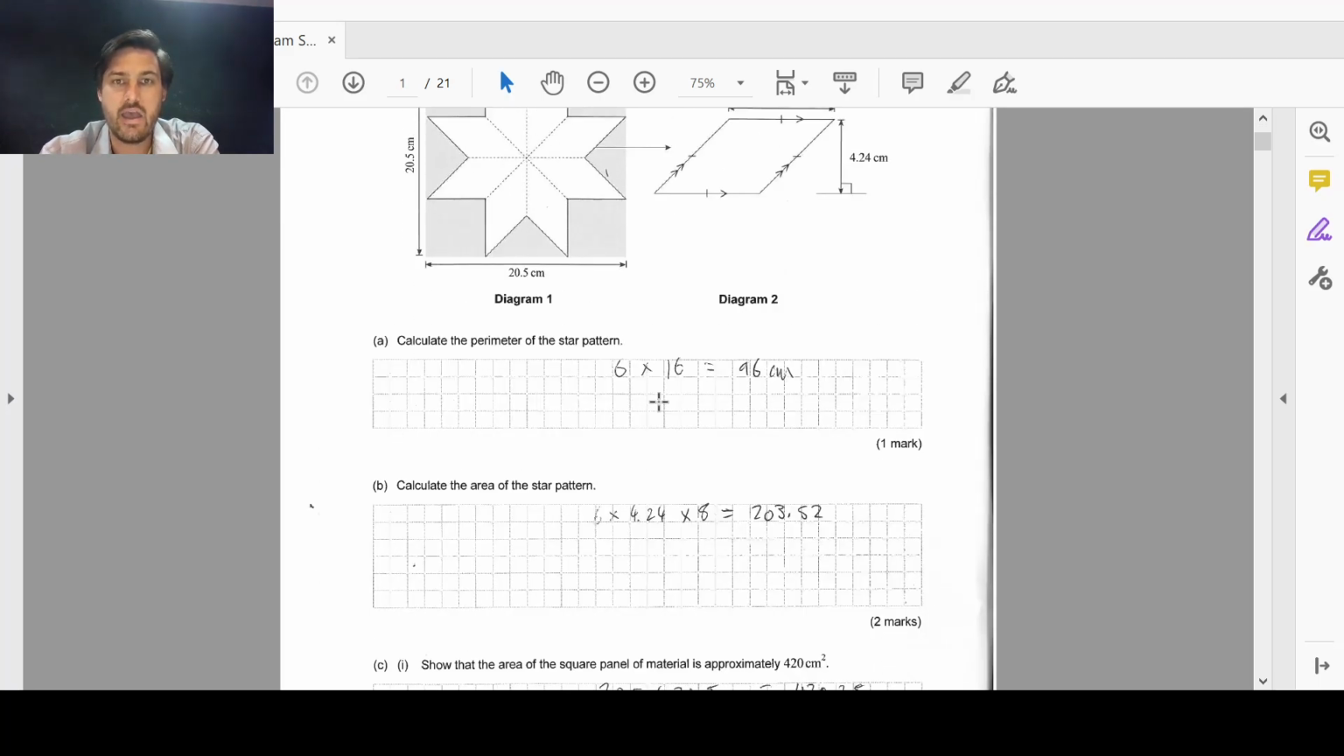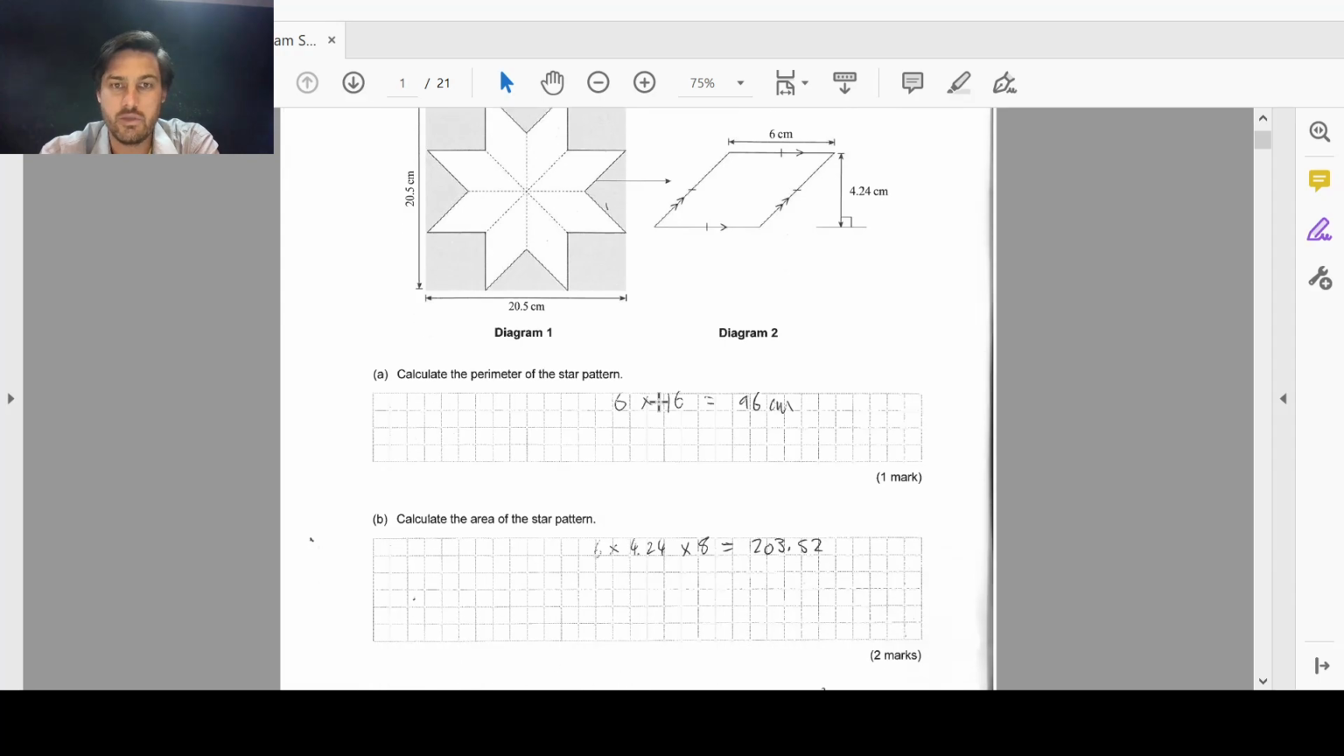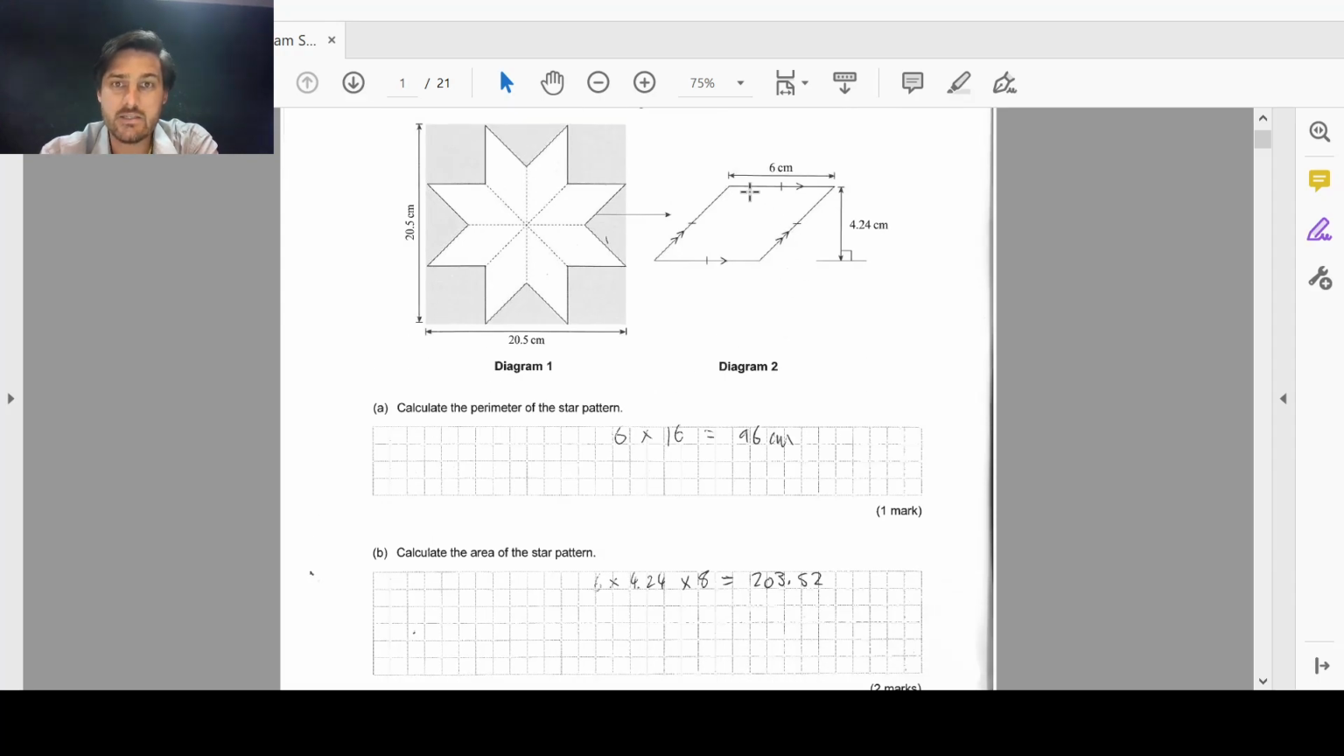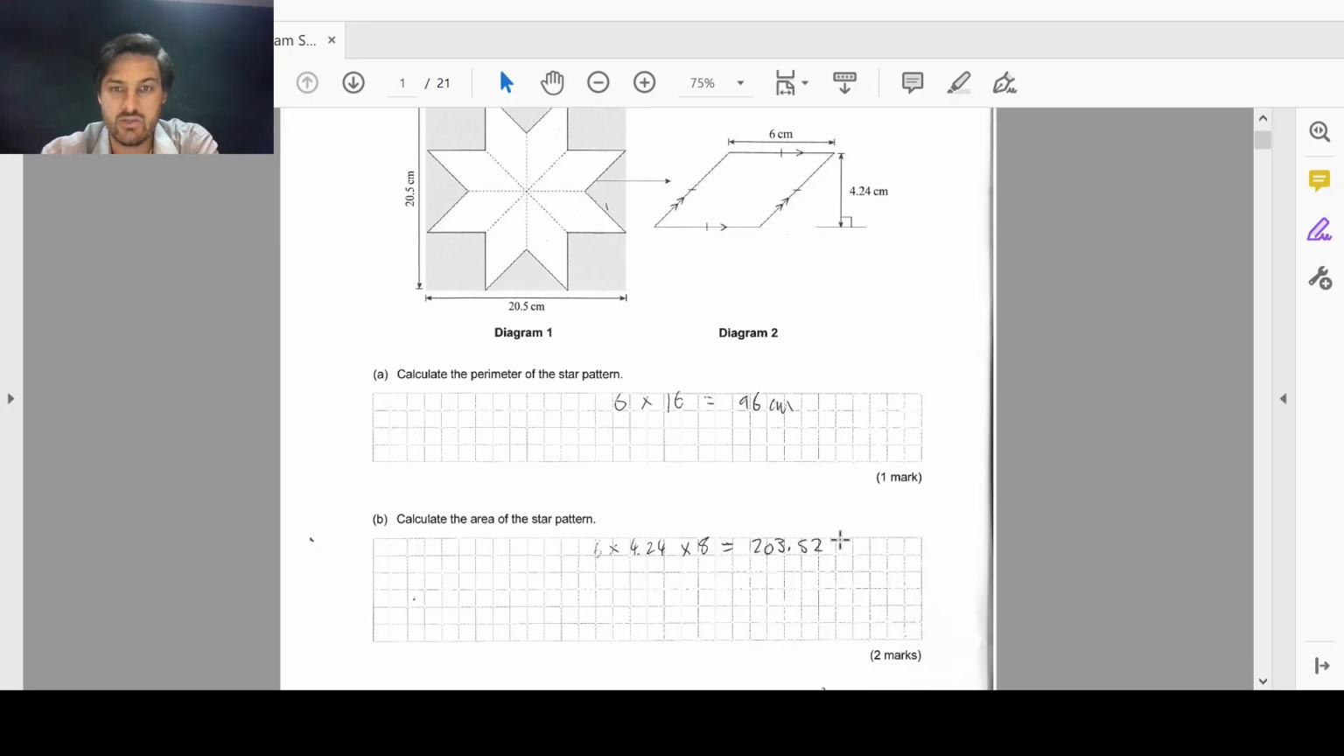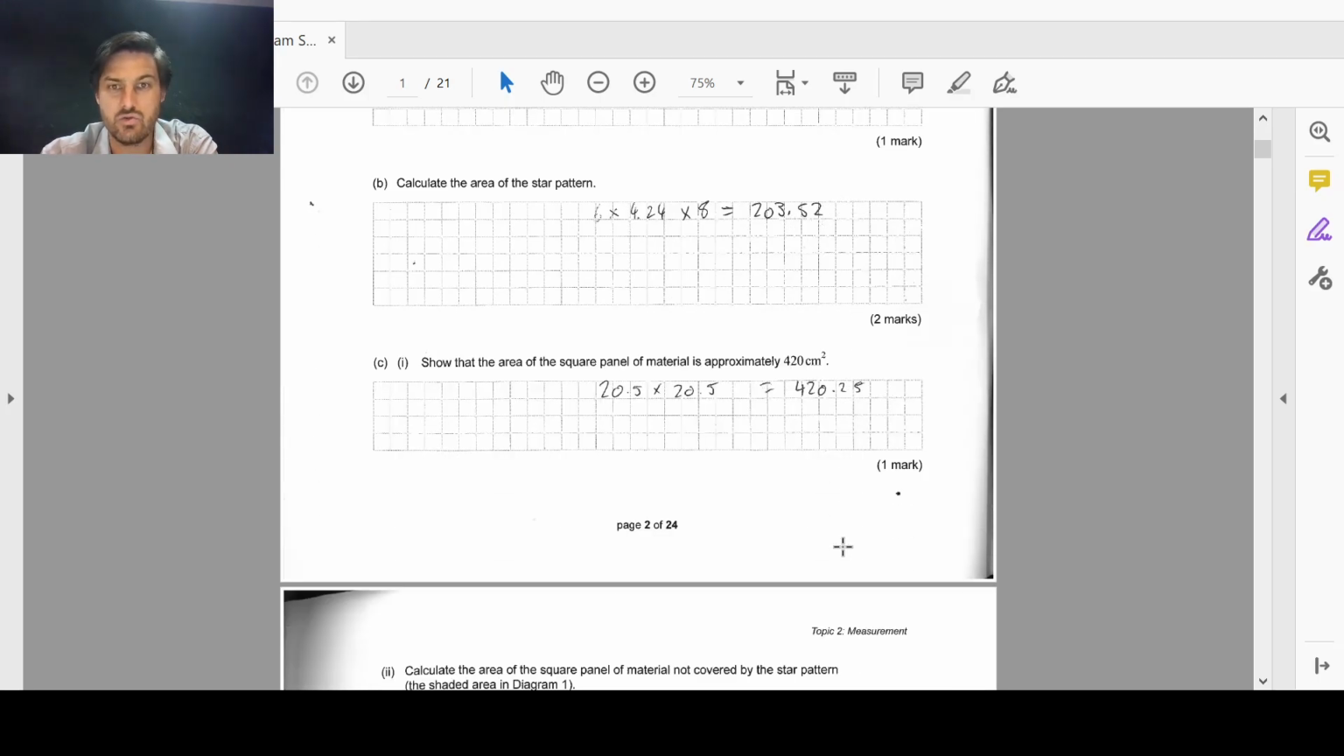In terms of our area, we need to use the formula base times height to figure out the area of one rhombus. So that would be 6 times 4.24 and then multiplied by 8 because there are 8 rhombuses, or rhombi, I don't know what the plural is. And that would give us 203.52. Make sure you put your units in, like I forgot to do there.